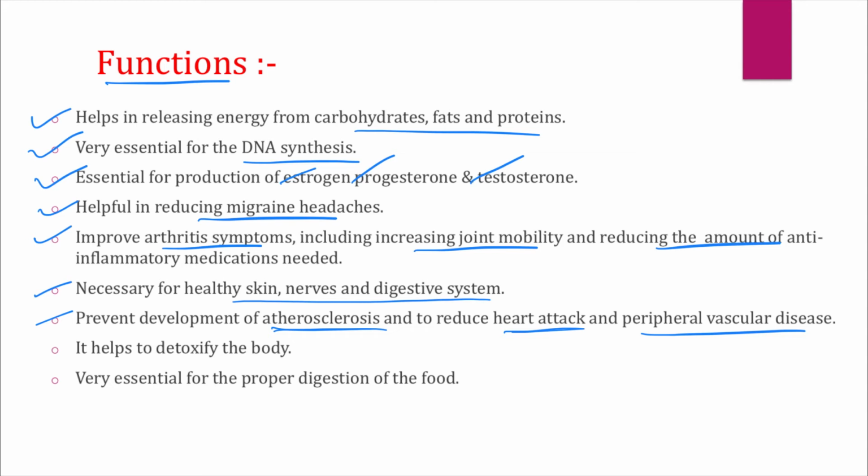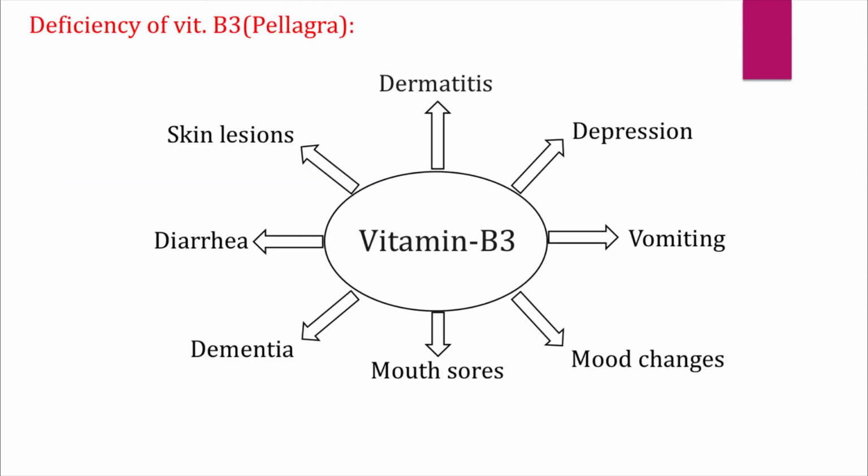Now see here, vitamin B3 also helps to detoxify the body. And lastly, very essential for the proper digestion of food, right? So these are the most important functions of vitamin B3 niacin. So after important functions of vitamin B3, now we will talk about deficiency of vitamin B3. What are the signs and symptoms of vitamin B3 deficiency? So individuals who are deficient in vitamin B3, they develop this condition called pellagra.